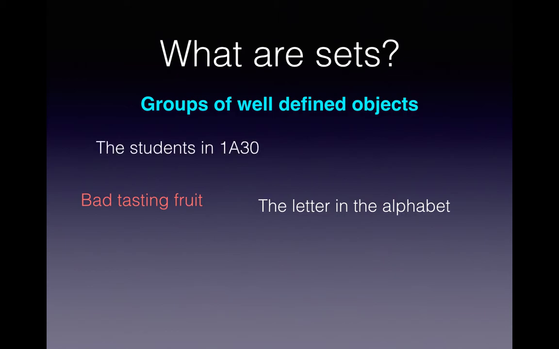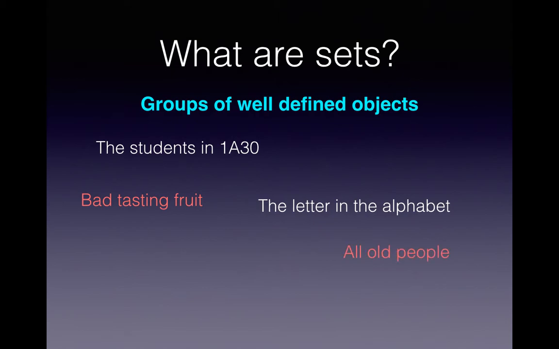Okay, how about the students in 1A30? So would you be able to list all the students in 1A30? You would, so that's the first criterion ticked off. And the second criteria is would somebody else in the class or somebody else that passed by the room, would they also be able to list the names of all the students in the class? And they would. So they're well-defined objects. As a result, the students in 1A30 can be described as a set.